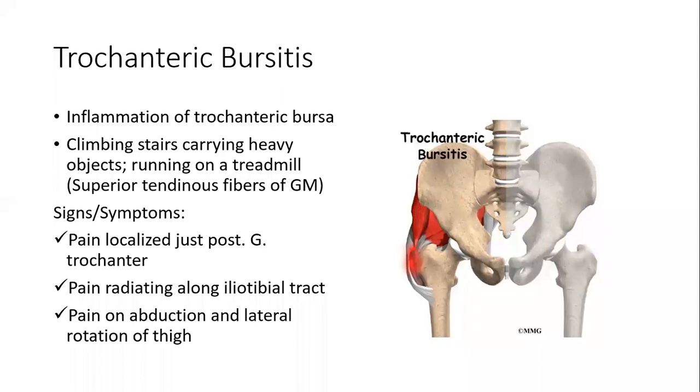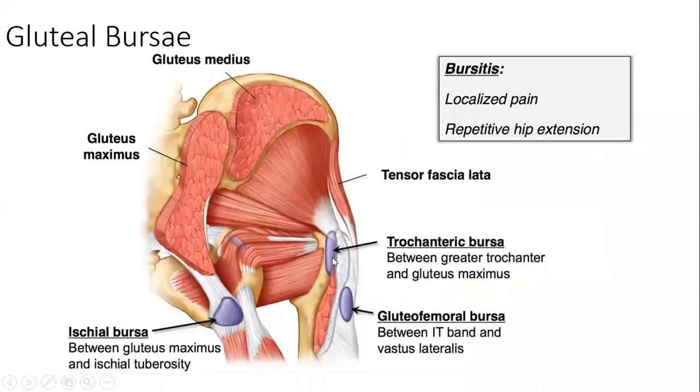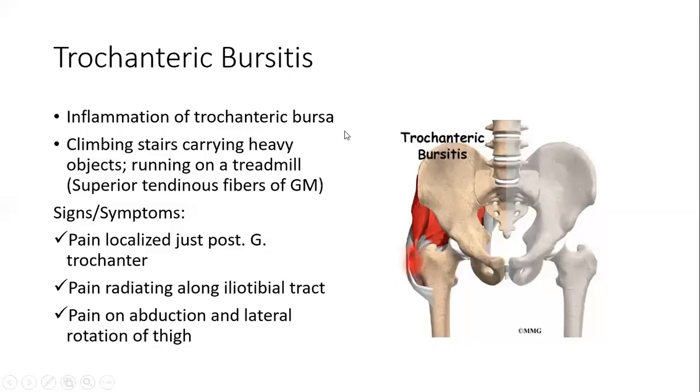So trochanteric bursa is the bursa that was located where? It was located between the greater trochanter and gluteus maximus. So inflammation of the trochanteric bursa is labeled as trochanteric bursitis, and it may occur because of repetitive movements like climbing the stairs while carrying heavy objects and running on a treadmill. These movements involve the movement of the superior tendinous fibers of the gluteus maximus muscle.